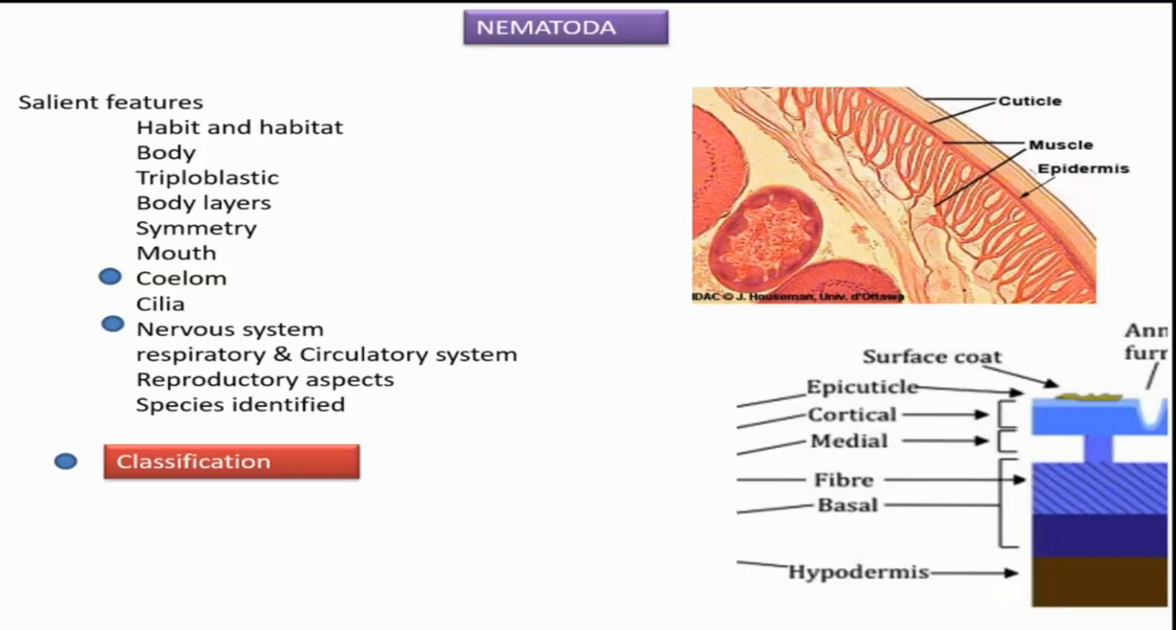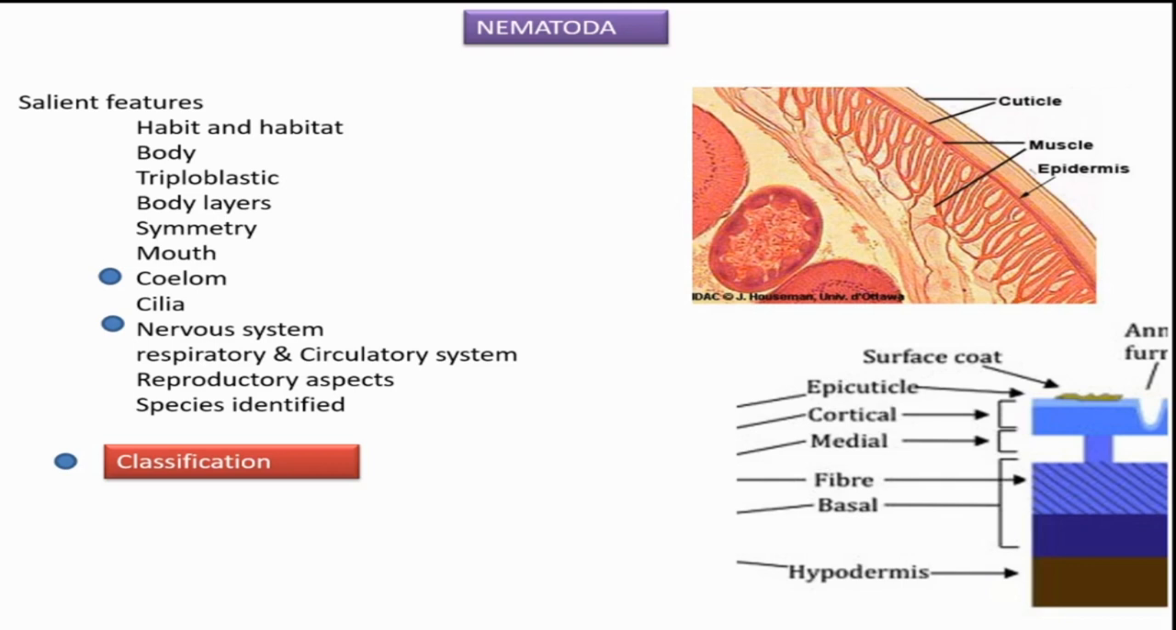Then respiratory and circulatory systems are totally absent. Regarding the reproductive aspect, they are gonochoric. Gonochoric means sexes are separate, but hermaphrodites are also present. Hermaphrodite means both sexes are present in a single individual. Sexual dimorphism is also present. Usually the males are smaller, and that's an important feature of this phylum. All the males are smaller than females. So far, 20,000 species have been described under this phylum.